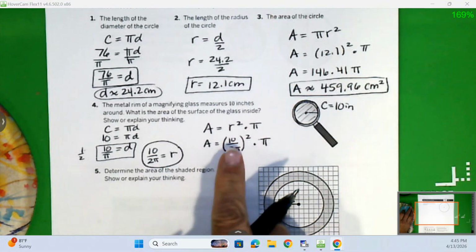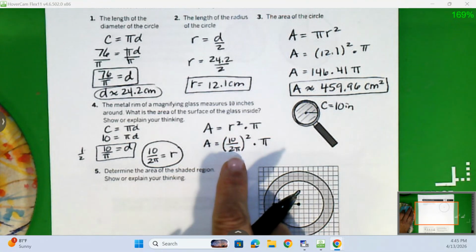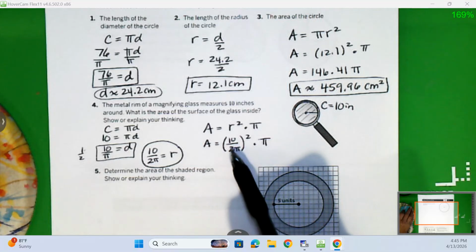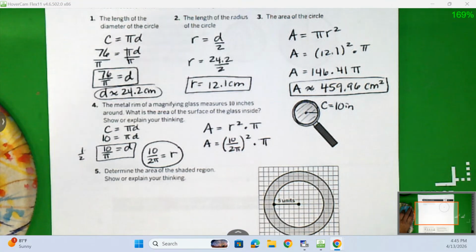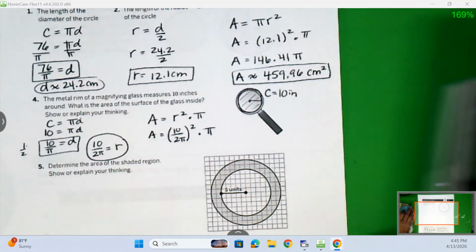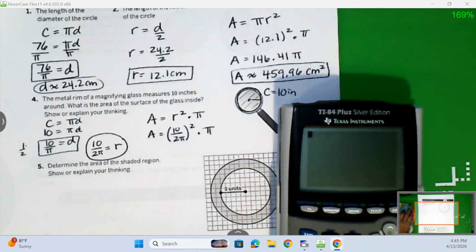And remember on your calculators that you are going to need to use the alpha y equals button to make sure that you're not doing 10 divided by 2 and then times pi. We want to make sure that all of the numerator is done and all the denominator is done, because that is order of operations. So we're going to have opening parenthesis, alpha y equals 10, down arrow, 2 pi, right arrow out of there, and close. Square that number, enter.